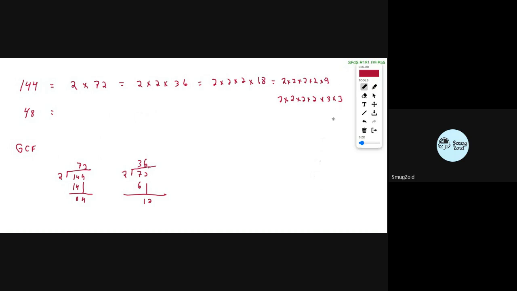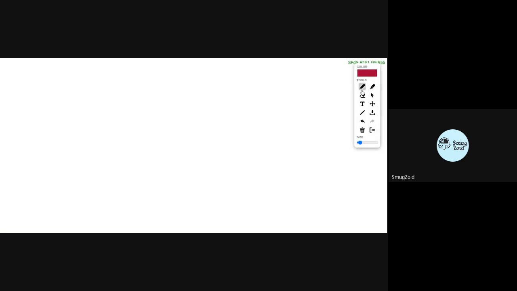Okay. Now, you might not like to write all these 2's and stuff out. There's an easier way to do it, and I'm going to show you how to do that. So what I'm going to do is take this thing and erase the whole board and start all over. 144 is equal to, and I already know the numbers, 2 times 72.